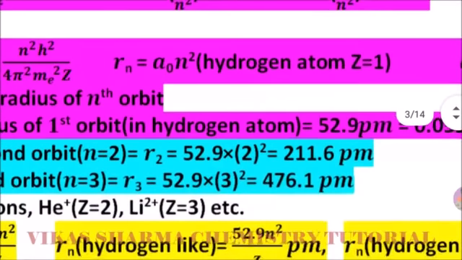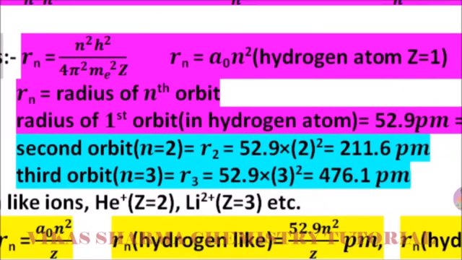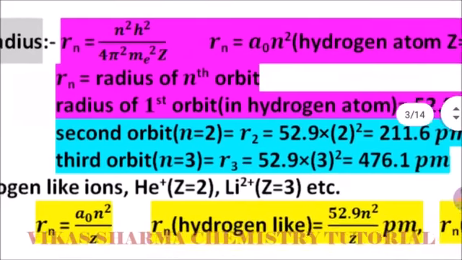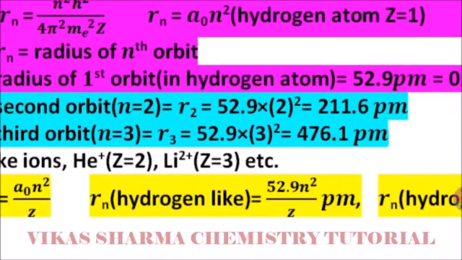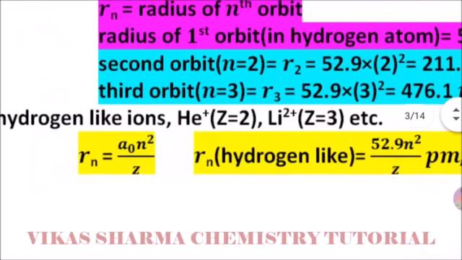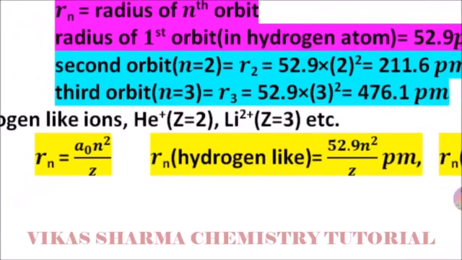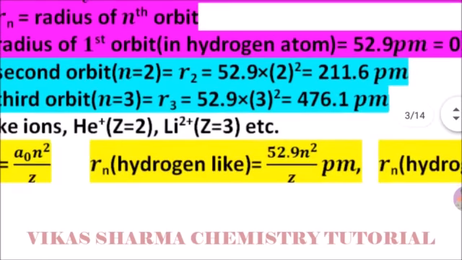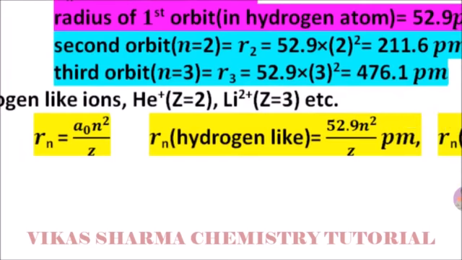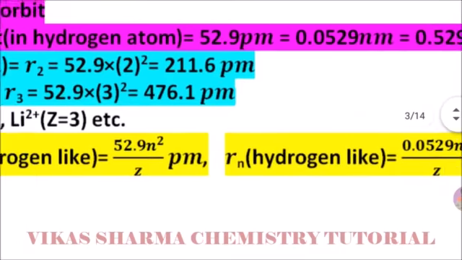Kindly remember, if we increase the orbit, for the second orbit r2 is 52.9 multiplied by 2², which is 211.6 picometer. Similarly for the third orbit, 52.9 multiplied by 3², which is 476.1 picometer. For hydrogen-like ions which have only one electron in their shell, for example the helium ion or lithium ion, where Z is 2 for helium and 3 for lithium, rn is equal to 52.9 n² divided by Z picometer.